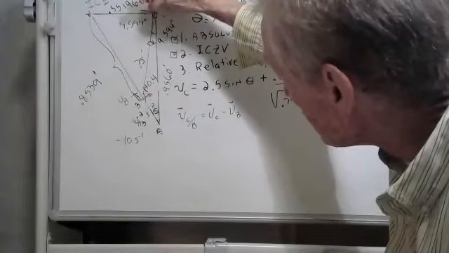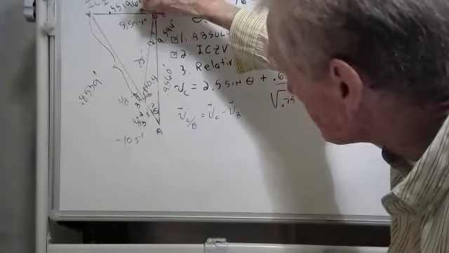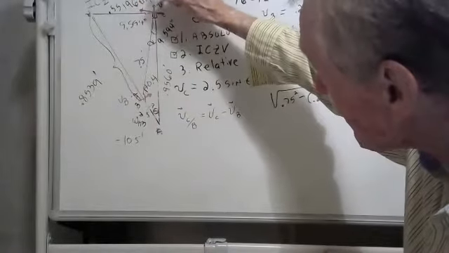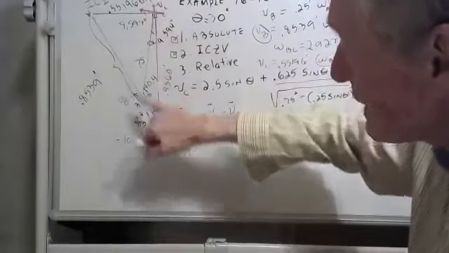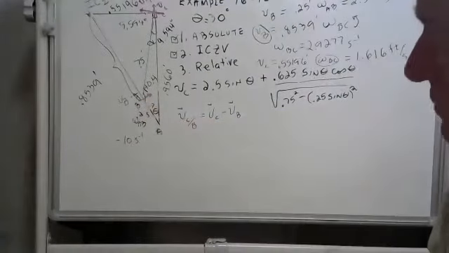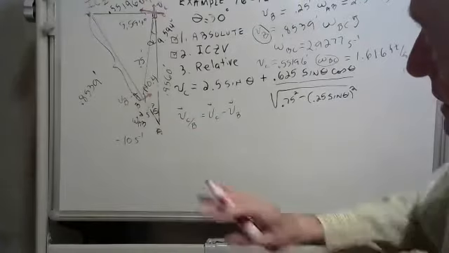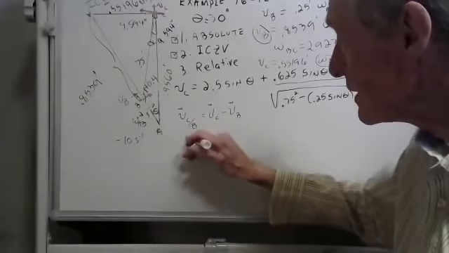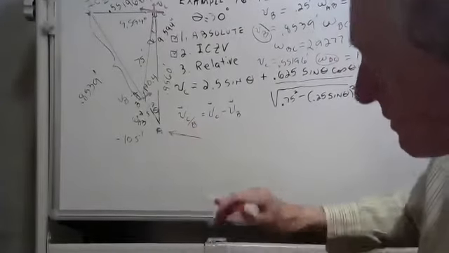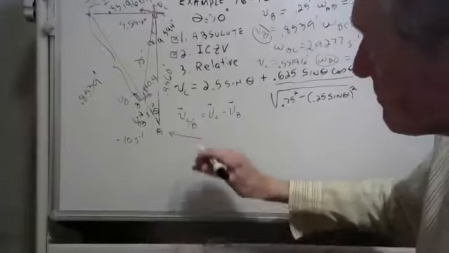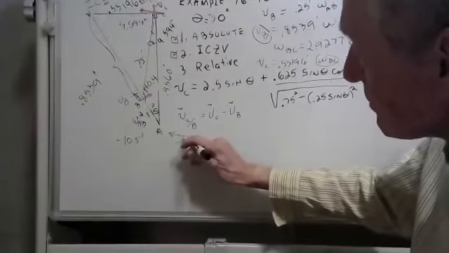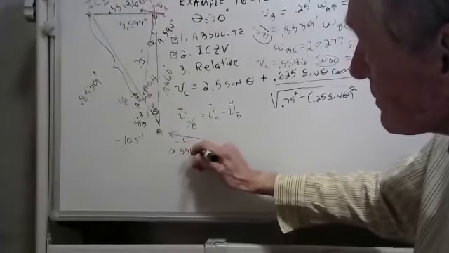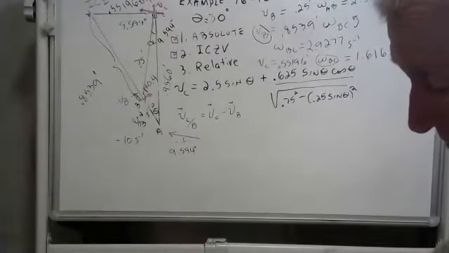Just a tad bigger, not much. See, that's the velocity of C relative to B. This is the velocity of C here, but this is the velocity of C as observed by an observer at B. And so we know what that direction is. Here, let me draw it for you. It goes like this. And the angle that it makes with the horizontal is 9.594 degrees.